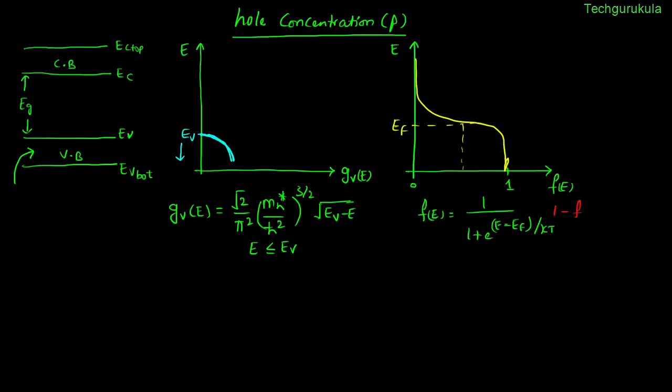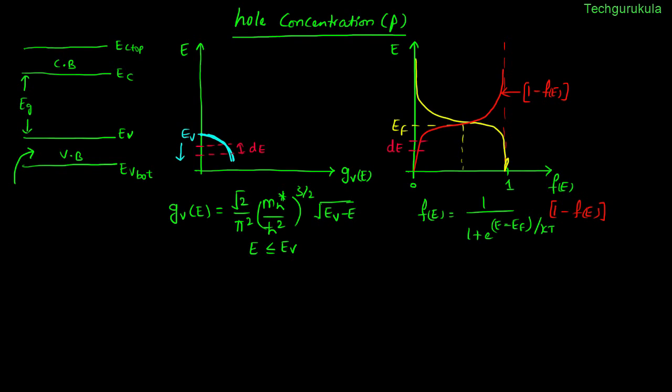So I'm writing 1 minus f of E, and I'm trying to plot the same on the same graph where the function would be like this. This is representing 1 minus f of E. This tells us the probability of an energy state to be empty. Now, in order to find the hole concentration in a small given range of dE, we know the density of states in this range of dE, and at the same time we can find the probability of these energy states to be empty is given by 1 minus f of E.